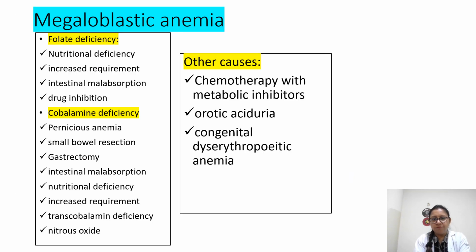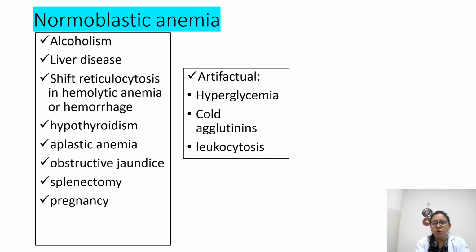Now we'll see a few causes of megaloblastic anemia and non-megaloblastic anemia. Coming to megaloblastic anemia, there are two causes: it can be due to folate deficiency or cobalamin deficiency. Folate deficiency can occur due to nutritional deficiency, increased requirement, intestinal malabsorption or drug inhibition. Similarly, cobalamin deficiency can occur because of pernicious anemia, small bowel resection, gastrectomy, intestinal malabsorption, nutritional deficiency, increased requirement, as in folate deficiency, transcobalamin deficiency and nitrous oxide. Other causes are chemotherapy with metabolic inhibitors, orotic aciduria, congenital dyserythropoietic anemia. So all these are causes of megaloblastic anemia. Then a few causes of normoblastic anemia, in which round macrocytes are seen.